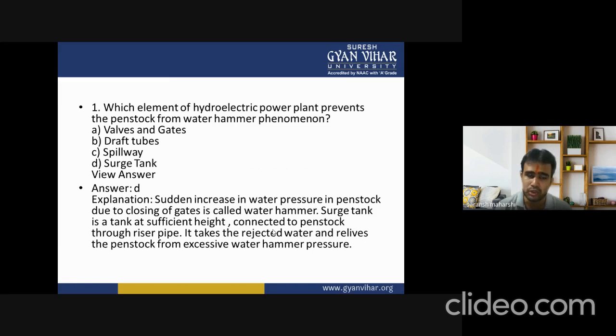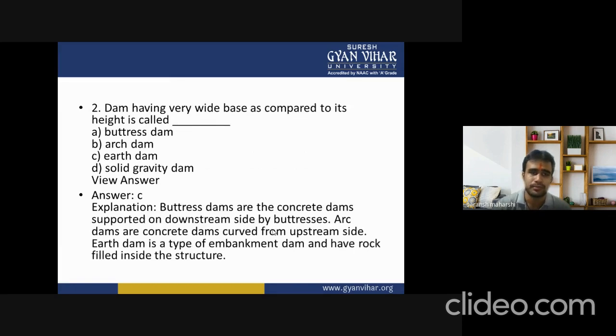Sudden increase in water pressure in the penstock due to the closing of gates is called water hammer. Surge tank is a tank at a sufficient height, connected to the penstock through a riser pipe. It takes the rejected water and relieves the penstock from the excessive water hammer pressure.